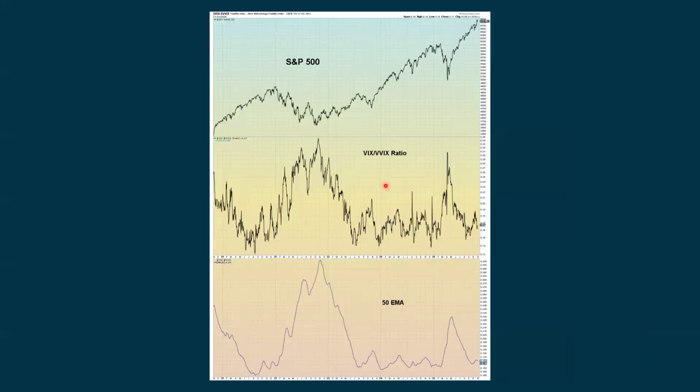And then we look at another ratio of the VIX to the VVIX. The VVIX measures how fast the VIX is actually moving. It's the volatility of the VIX. And it was going back up.